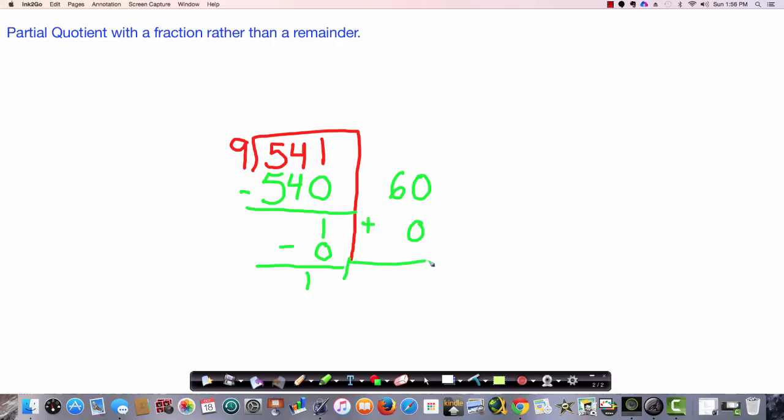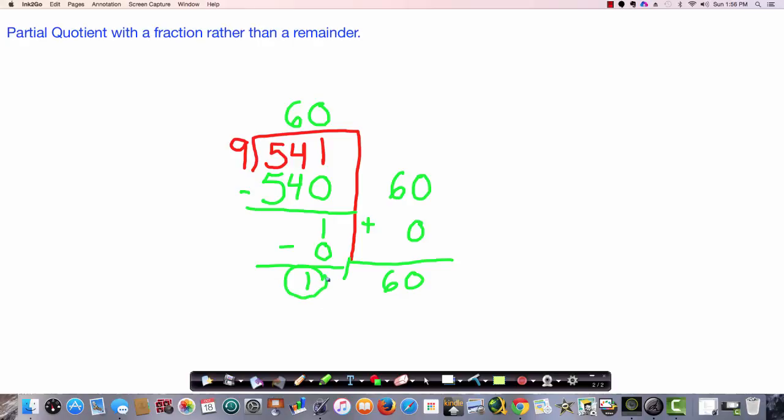But we're going to do something different. Before we go that route, we're going to find out the whole numbers that we have. If we add 60 to 0, we get 60, obviously. Then we're going to go up here and put 60 on the top, and then we're going to deal with this amount that's left over, and we're going to show it as a fraction.